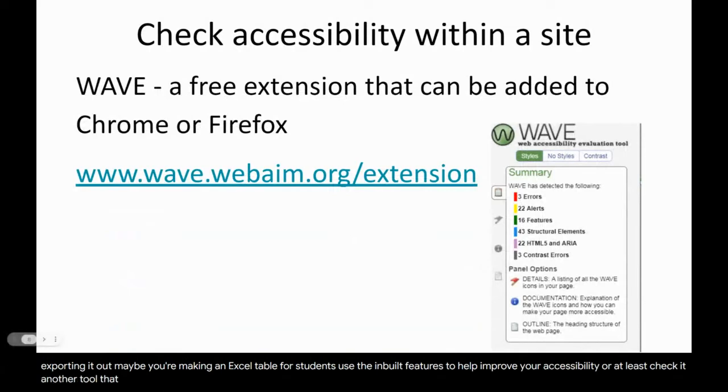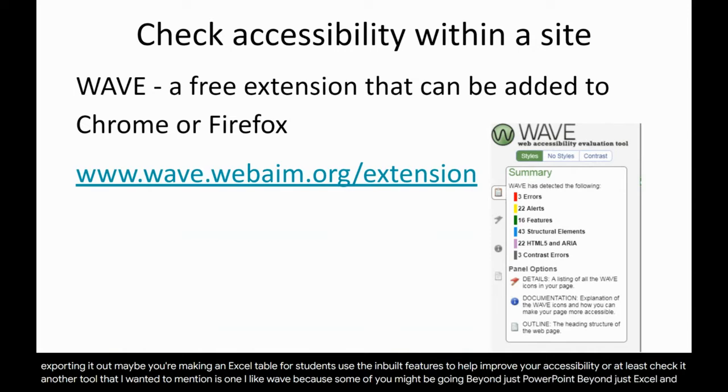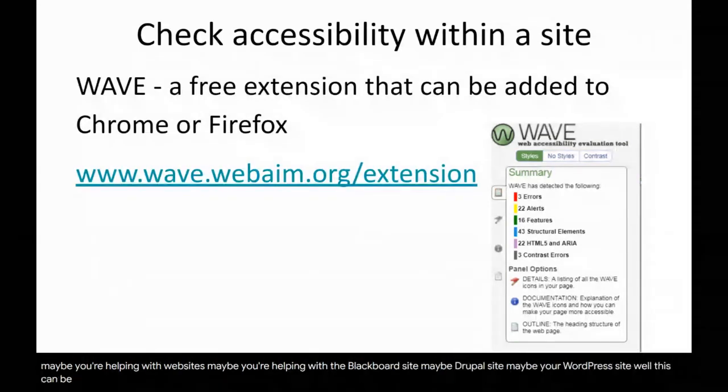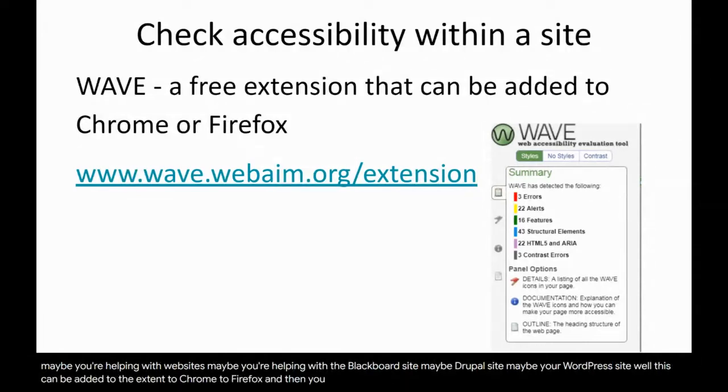Another tool that I wanted to mention is one I like, Wave, because some of you might be going beyond just PowerPoint, beyond just Excel, and maybe you're helping with websites. Maybe you're helping with the Blackboard site, maybe a Drupal site, maybe a WordPress site. Well, this can be added to Chrome, to Firefox, and then you can actually check the accessibility of the site.